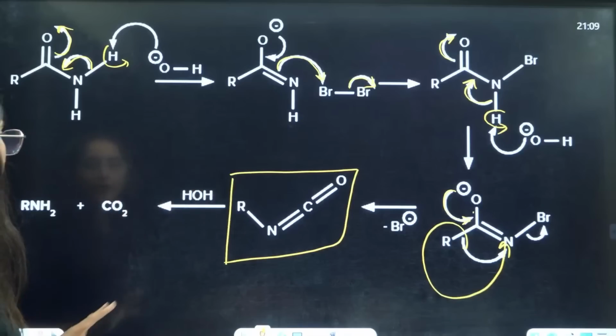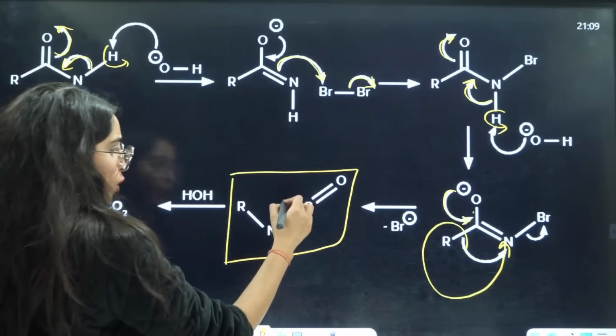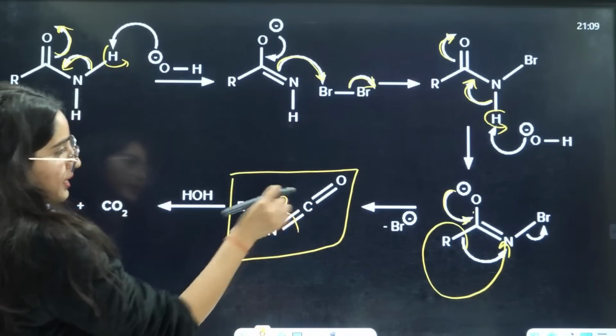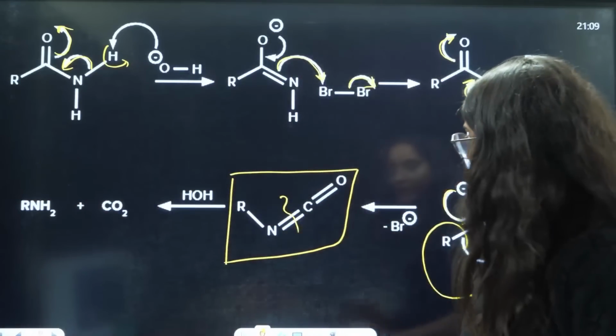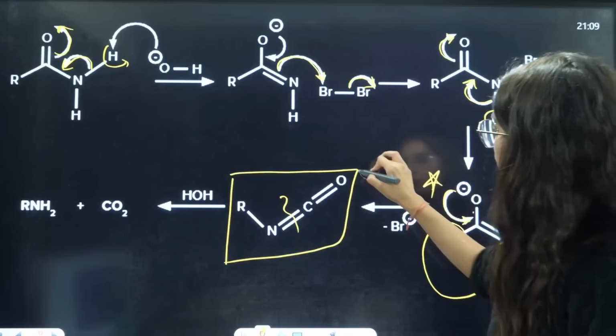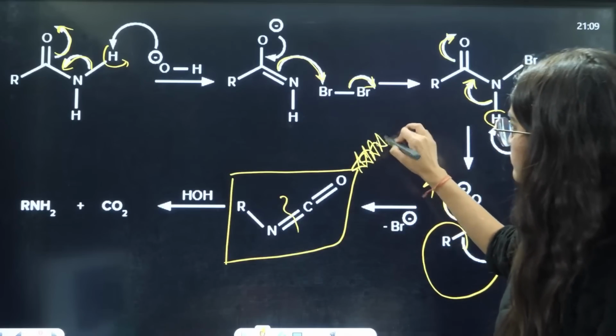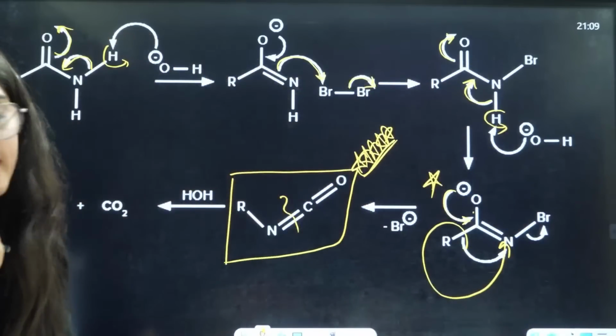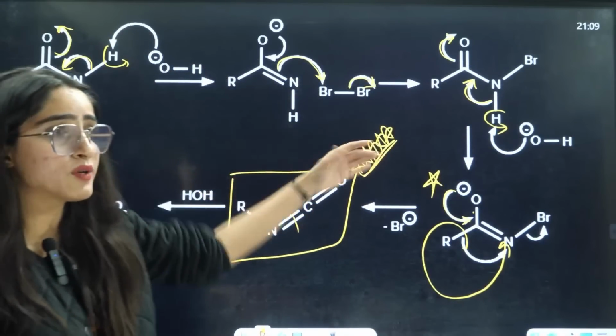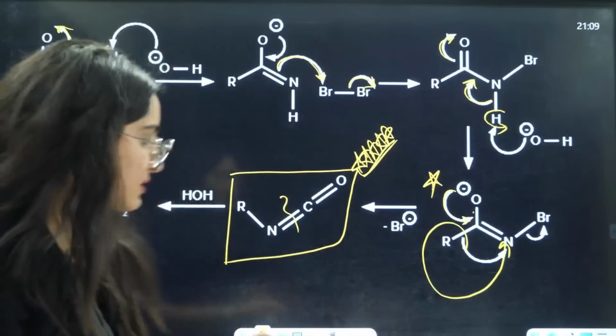Then you add water into it. Then what will happen? These bonds will break and this will give you RNH2 and carbon dioxide. This step is very, very important. They can ask you which thing is formed here.